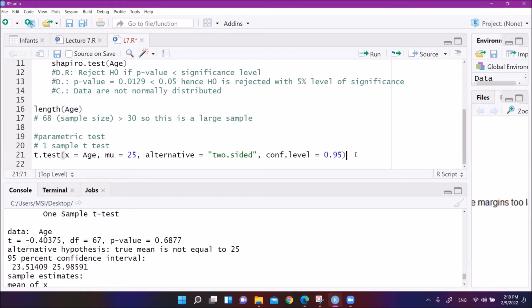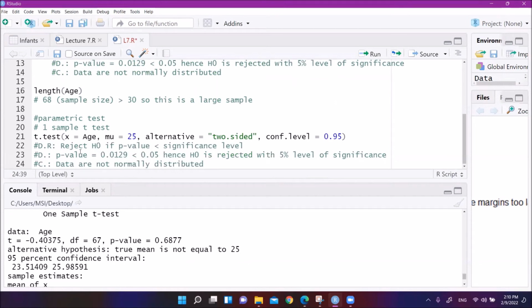Okay, so we perform the t-test and simply we have to write all these things here. So what is the decision rule? Reject H0 if the p-value is less than the significance level. So here you can put the significance level, right? And what is the p-value? It's this. So is it less than? No. Hence, H0 is not rejected.